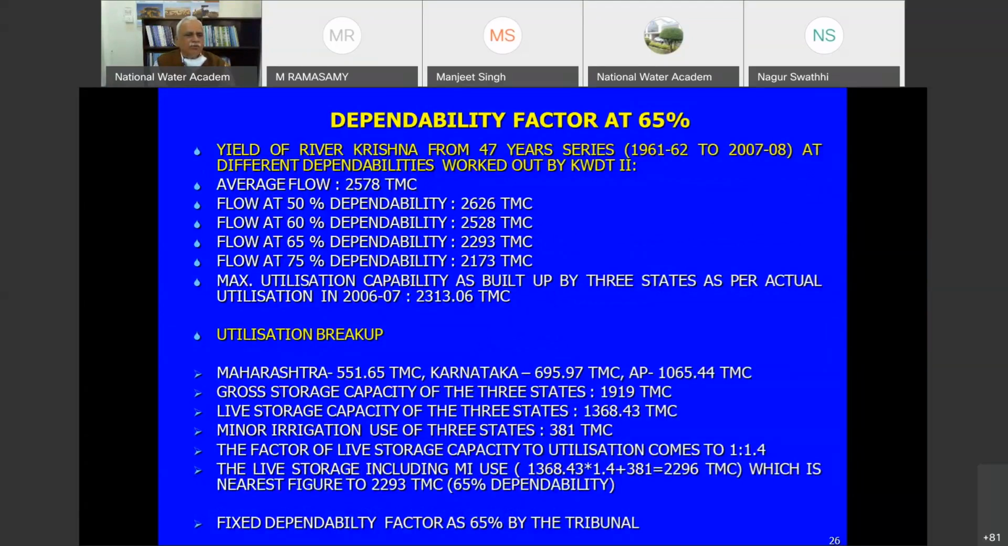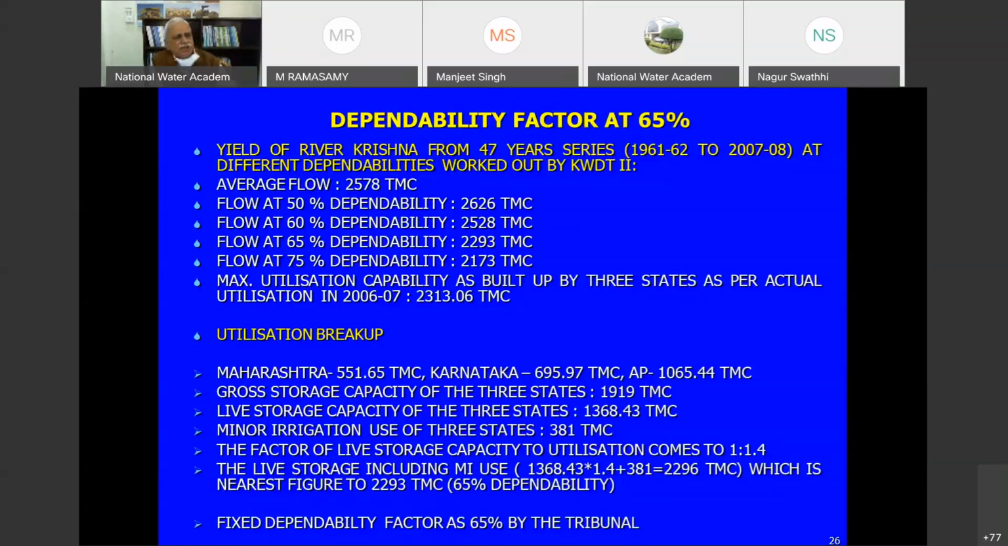This tribunal also noted the utilization, in which Maharashtra utilizes 0.65 TMC, Karnataka 695.97 TMC, and Andhra Pradesh 1065.44 TMC. There was an issue from the Andhra Pradesh side that the upper states have created large reservoirs, large storages than their requirement. Andhra Pradesh was claiming that the storage created by upper states are not required for the utilization which has been permitted.